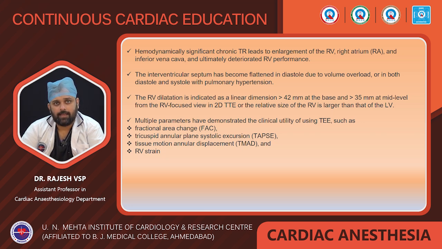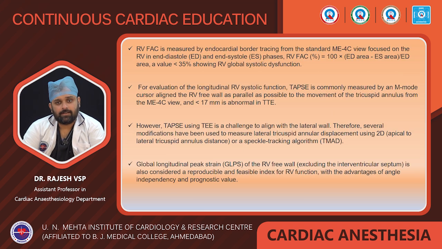Multiple parameters have demonstrated clinical utility using TEE, such as fractional area change, TAPSE, tissue motion annular displacement and RV strain. Right ventricular fractional area change is measured by tracing the endocardial border of the right ventricle in the midesophageal 4-chamber view, calculated using end-diastolic area and end-systolic area. If the value is less than 35%, it denotes right ventricular global systolic dysfunction.